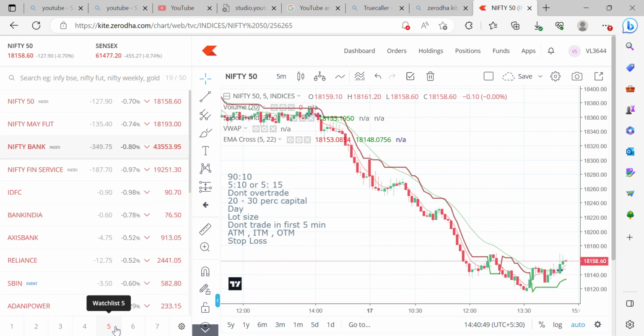Next is stop loss. This is the most important thing. If you don't know how to put this stop loss, then first learn how to put it. If you don't know, then don't try to do option trading. Otherwise, one day, 2 days, 3 days, maybe you will be in profit, but one day you will get such a loss that will totally vanish your capital. So don't try to trade without stop loss. Learn first how to put the stop loss, try for it, and only after that start option buying or option trading.